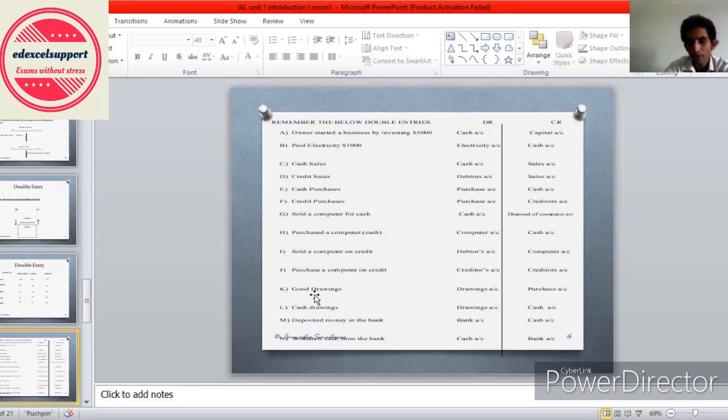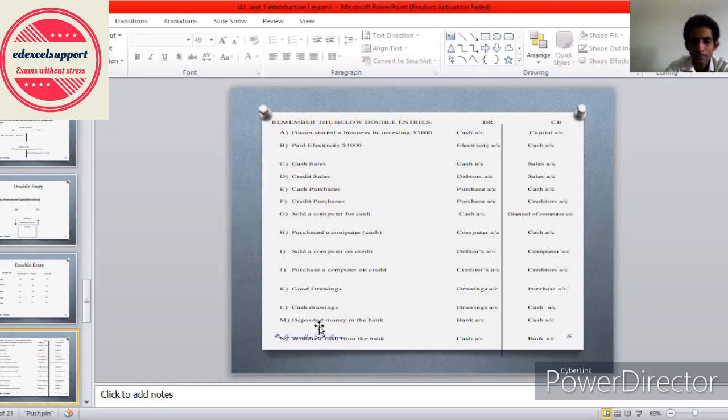Now there are two types of drawings. One is goods drawings, where he takes goods. The other one is cash drawings. So whether it's goods drawings or cash drawings, the drawings account will be debited since it's an expense. Drawings account debit, in both cases. And for goods drawings, the purchase account will be credited. If it is a cash drawing, the drawings account will be debited and the cash account will be credited.